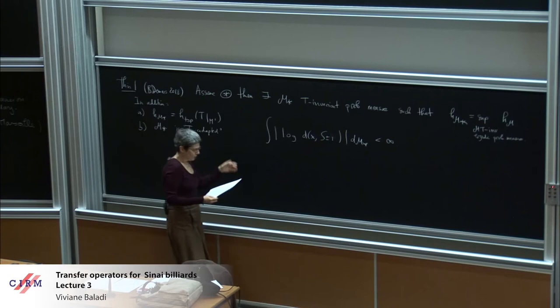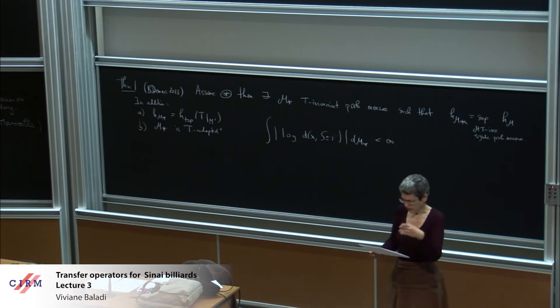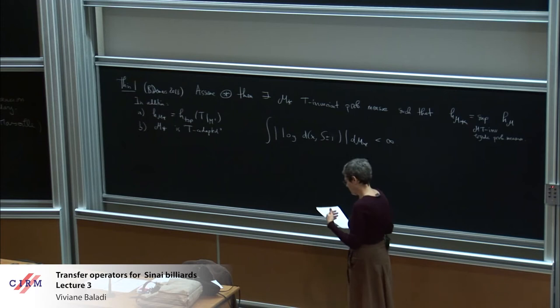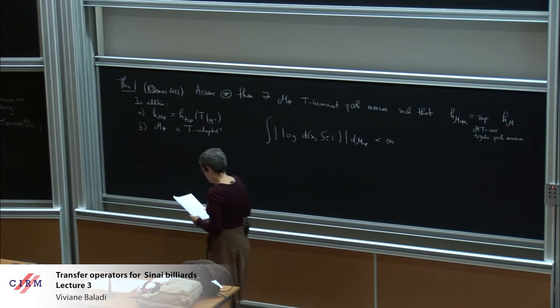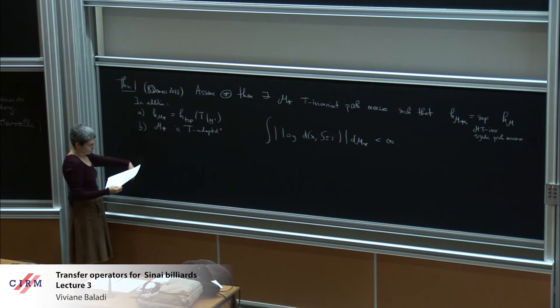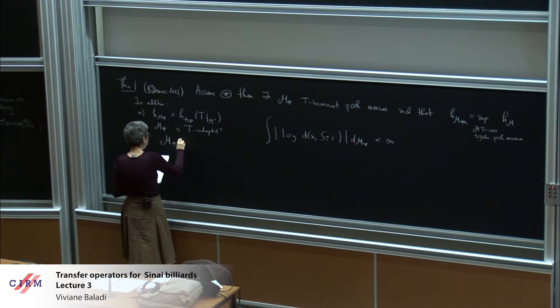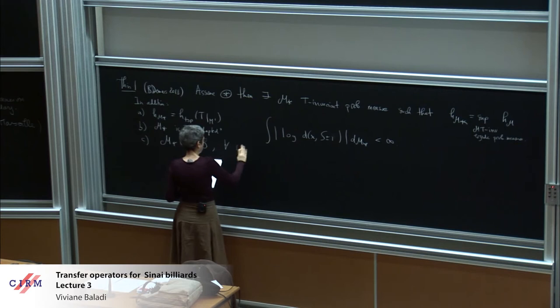And this allows us to show lots of stuff, like there are no atoms, the stable and unstable curves have zero mass with respect to mu star. Almost every x with respect to mu star has unstable and stable manifolds of strictly positive length. So this is really important. And also the reason I stated the second claim of the theorem is because it's used to show most of the things which come later. So the next thing we know is that this measure has full support, so it gives positive mass to any non-empty open set.